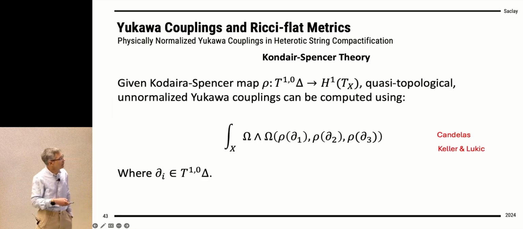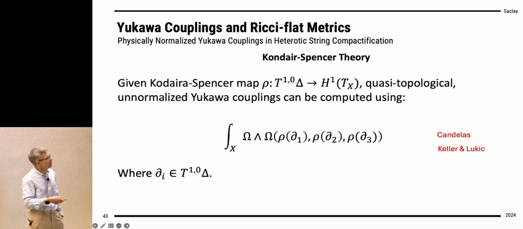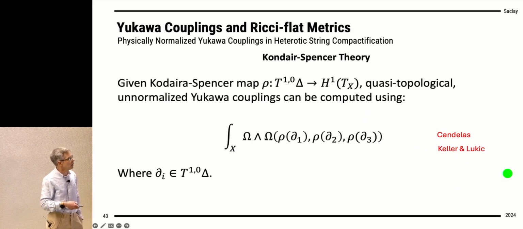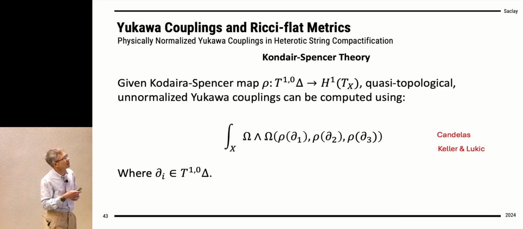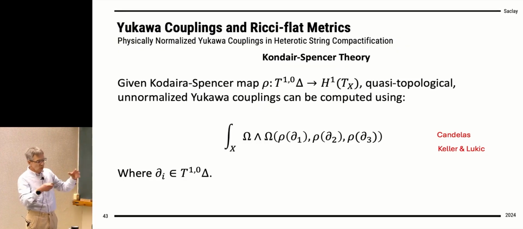And this is the calculation that people had done before, in particular going back to Candelas. Numerical work had been done about 15 years ago by Keller and Lukas, which we're now generalizing to the case in which you have more than just the simplest number of deformations, instead of just having a single way in which you're deforming, where there's only one direction in which you can deform the space.